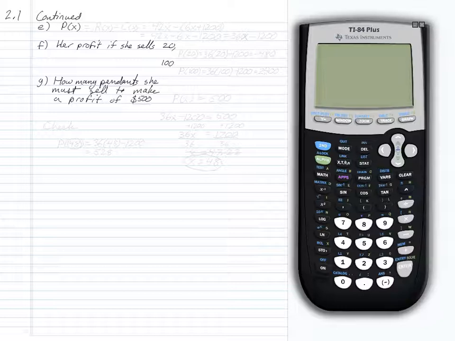Now, finally, we would like to talk about the profit side of things. So the profit function is simply the revenue minus the cost. So how much money are you able to bring in minus the cost of doing business.